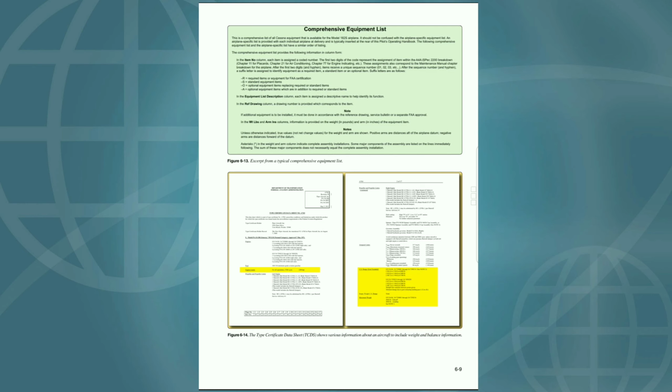Empty weight CG range: none. Maximum weight: S/N 34-E4, 34-7250001 through 34-7250214. 4,000 pounds takeoff, 4,000 pounds landing. See Note 3.